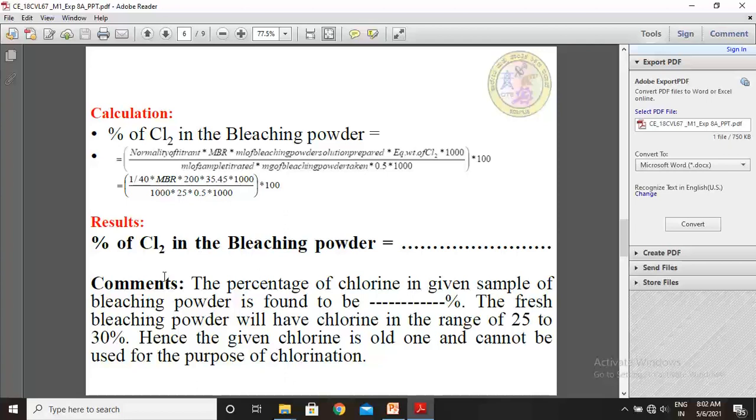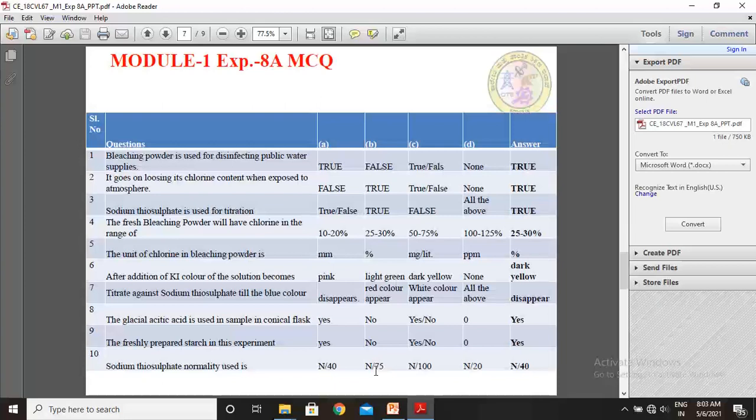Comments. The percentage of chlorine in the given sample of bleaching powder is found to be in percentage. The fresh bleaching powder will have chlorine in the range of 25 to 30%. Hence the given sample is an old one and cannot be used for the purpose of chlorination. So this comment is given based on the results. Okay. So this slide explains the MCQ, that is multiple choice questions.